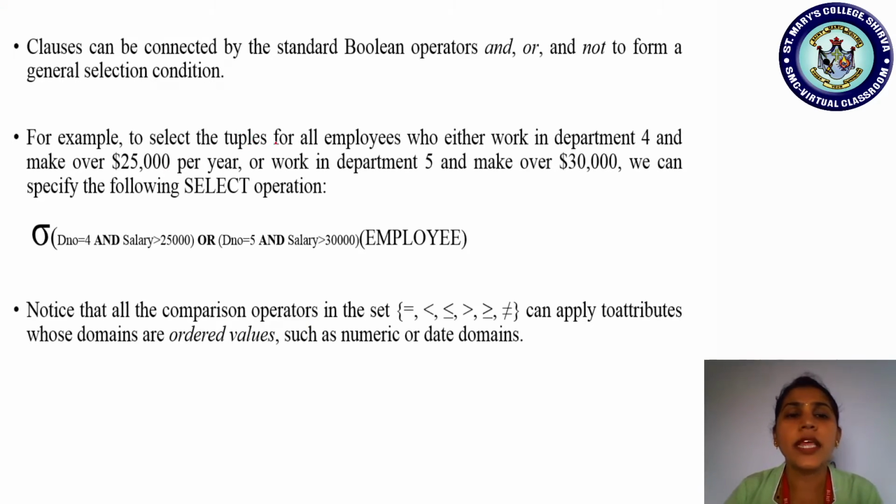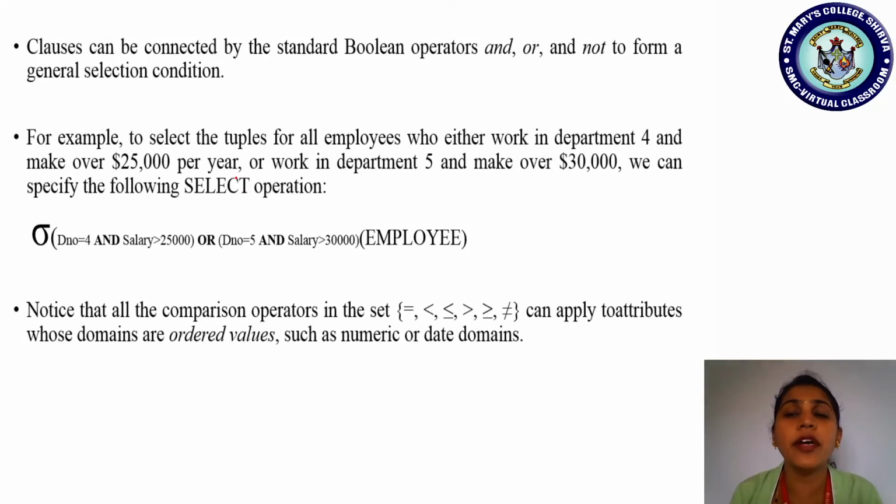For example, to select the tuples for all employees who either work in Department 4 and make over 25,000 per year, or work in Department 5 and make over 30,000, we can specify the following select operation like this. So which are the two conditions? Either which one?